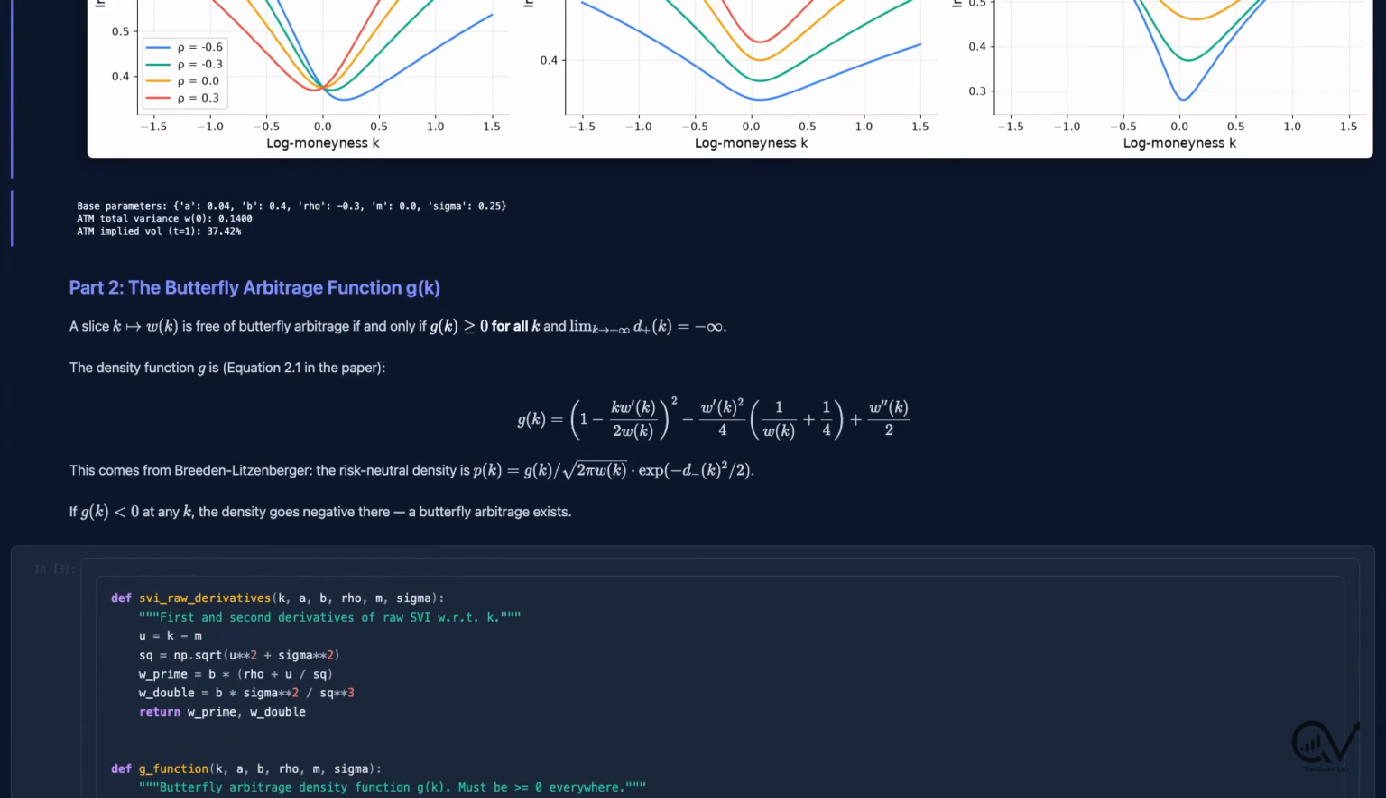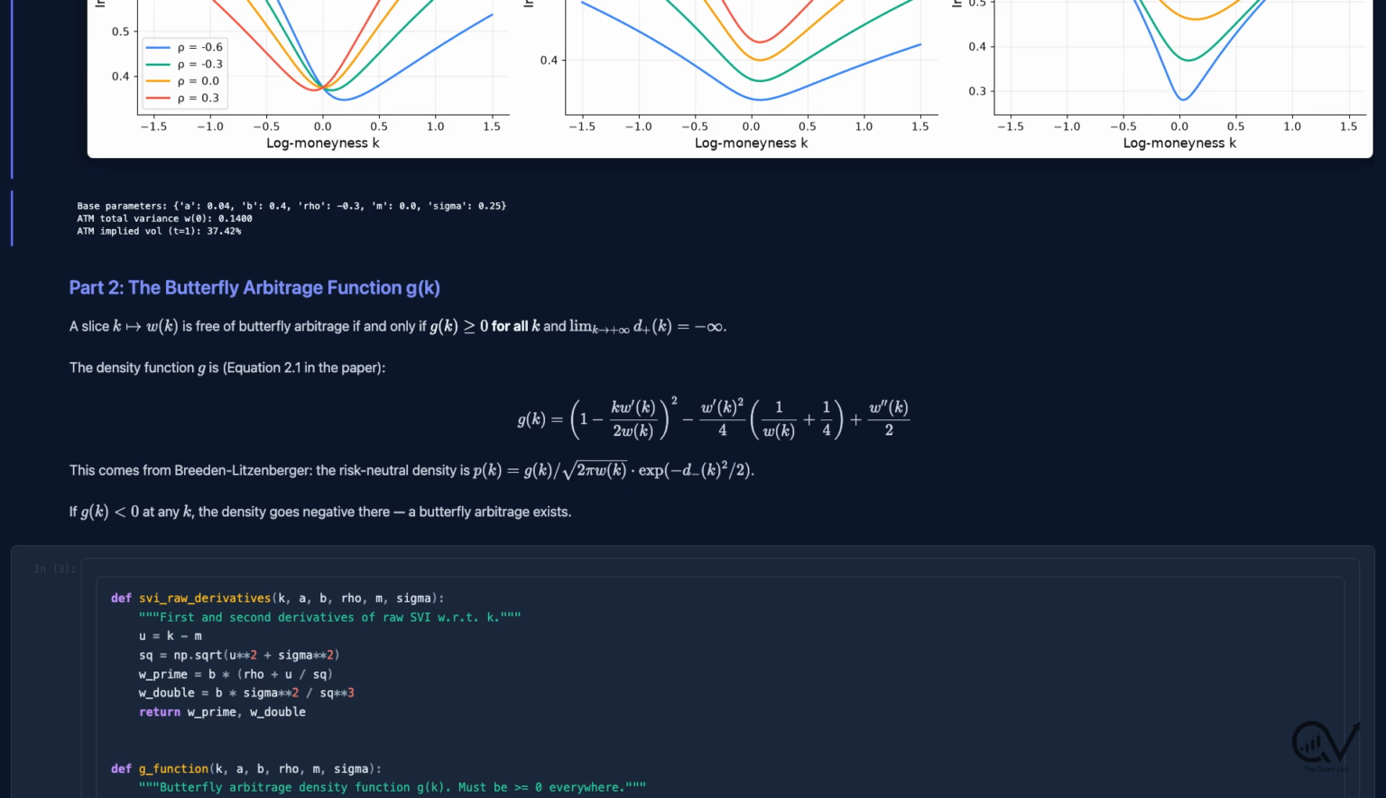The core mathematical machinery for butterfly arbitrage detection is the function g of k. This function is derived from the Breeden-Litzenberger formula, which says the risk-neutral probability density is the second derivative of call prices with respect to strike. When you differentiate the Black-Scholes formula twice and simplify, you get an expression proportional to g times a positive exponential weight. So the density is non-negative everywhere if and only if g is non-negative everywhere.